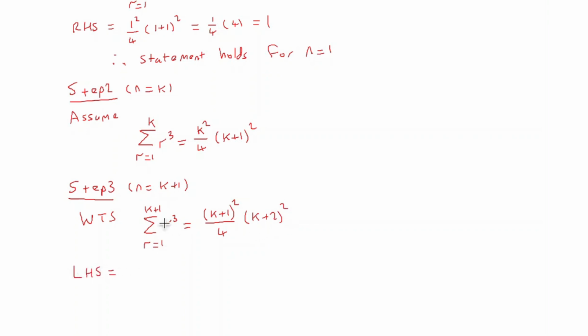So starting with the left-hand side, we can split that sum up into the sum from r equals 1 up to k of r cubed plus the k plus 1th term of this, which is k plus 1 cubed. Now we can make our substitution because that is equal to this. So it's k squared over 4 times k plus 1 squared, and then plus our k plus 1 cubed on the end.